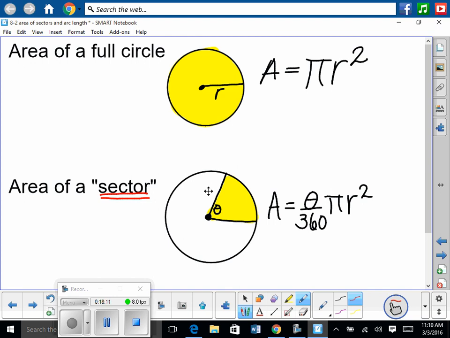Does that make sense? Yeah. So it's the section you want divided by the full circle, times pi r squared. So it's very similar. It should be easy for you to remember. Questions on any of that?